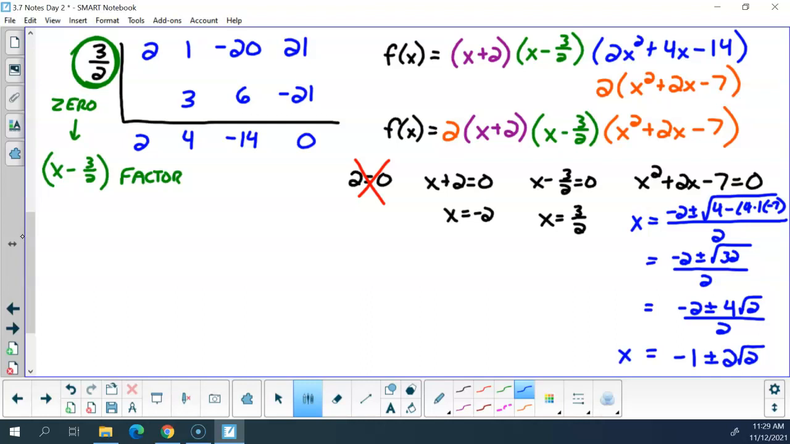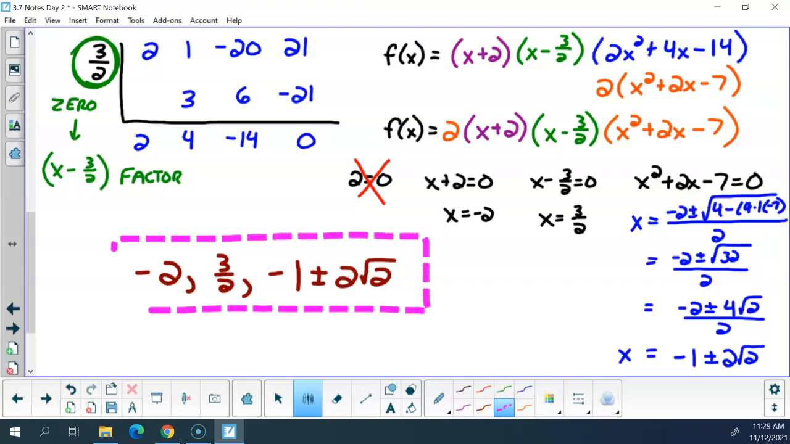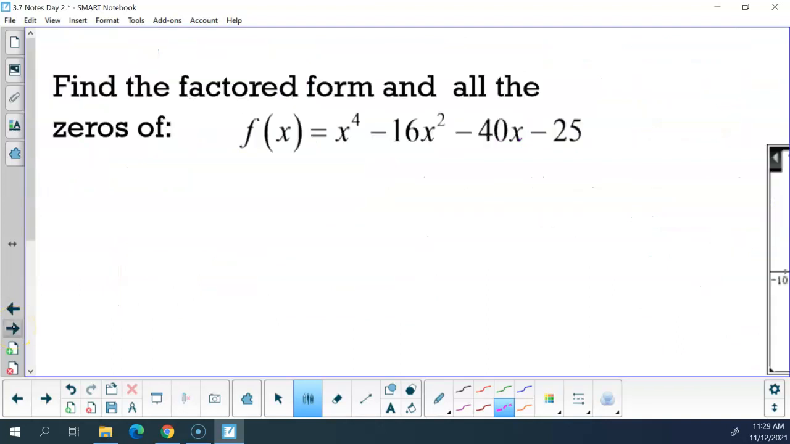Wonderful. So our final answer, my 4 zeros are negative 2, 3 halves, and negative 1 plus or minus 2 square roots of 2. Okay?